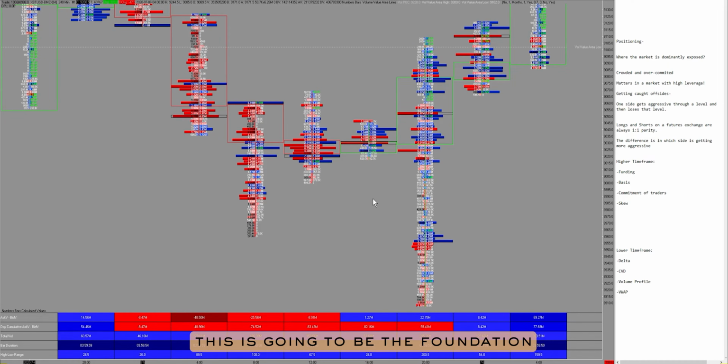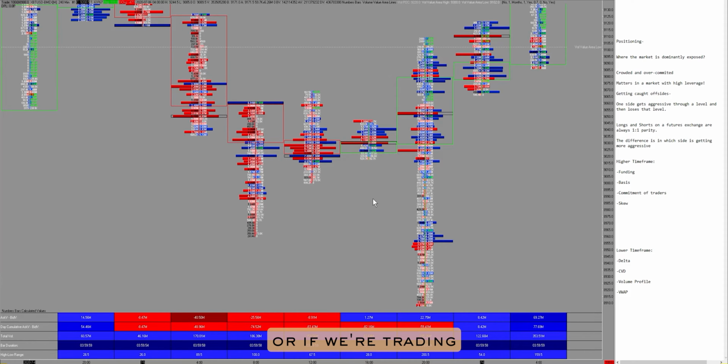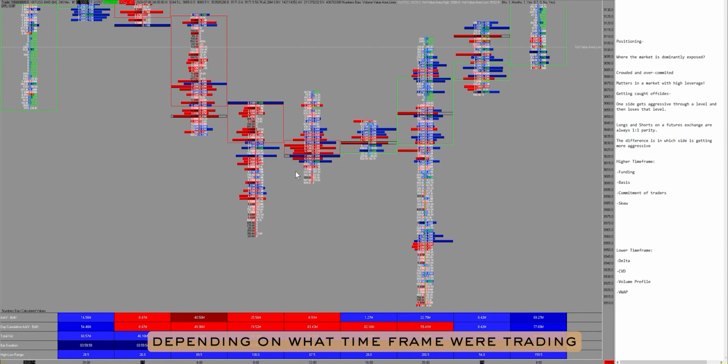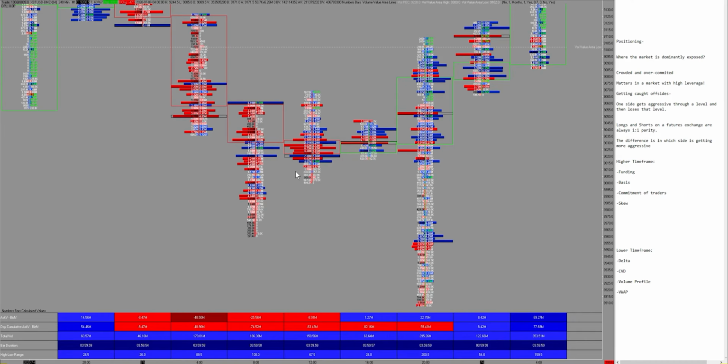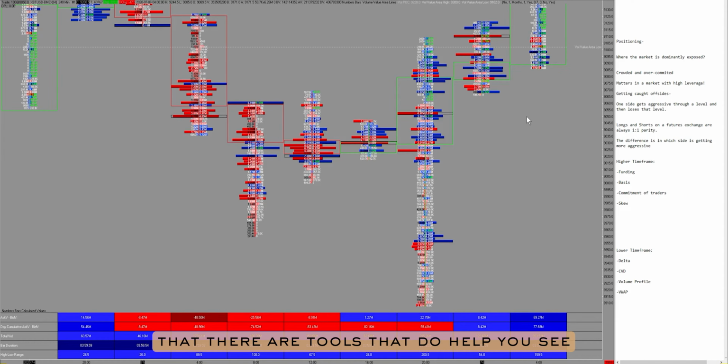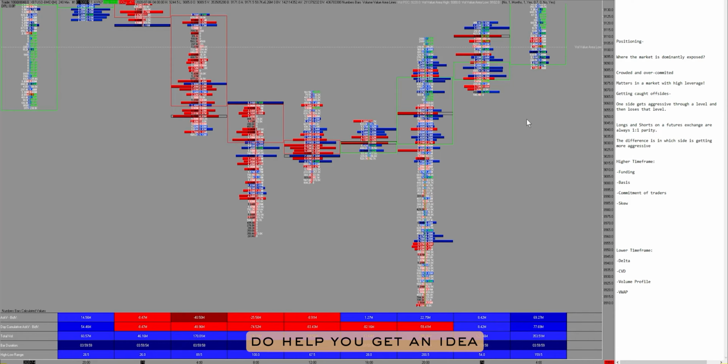Again, this is going to be the foundation that we use when we're trading lower time frame order flow, even if you're trading 5-minute charts, or if we're trading higher time frame position trading and swing trading. Now, we're going to be using different tools depending on what time frame we're trading. Before we get further into this, just understand that there are tools that do help you get an idea as to what this positioning is, and we're going to go over those.